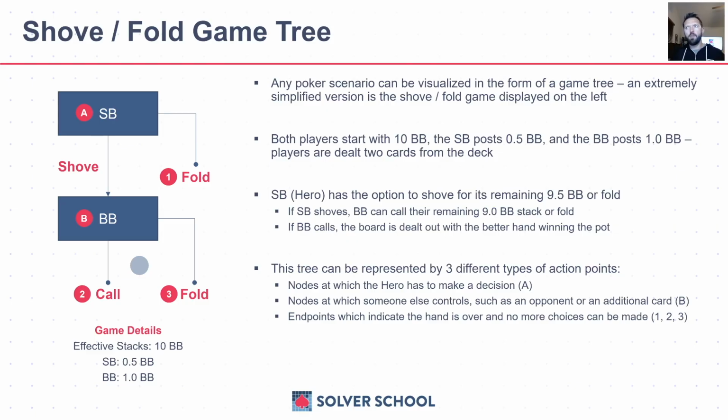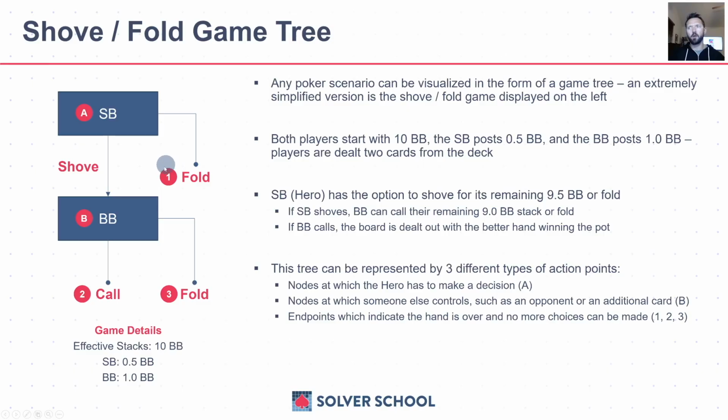This tree can be represented by 3 different types of decision points or action points within the hand. First, we have nodes at which the hero makes a decision. So that's represented here by decision point A. So in this case here, in decision point A, the small blind, which is us, has a decision of do we shove or do we fold?